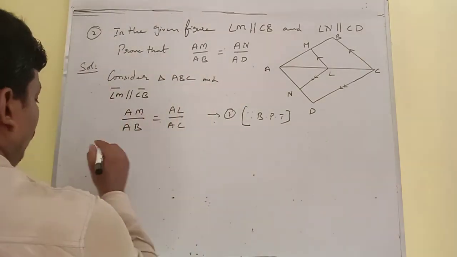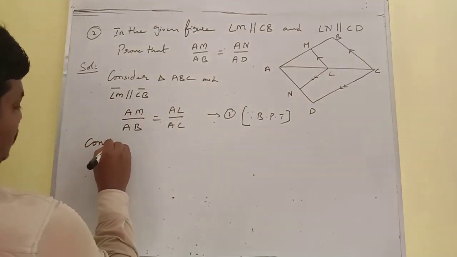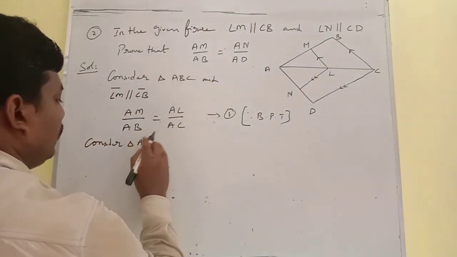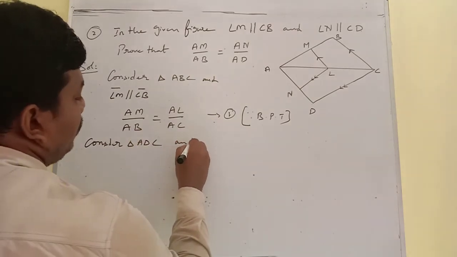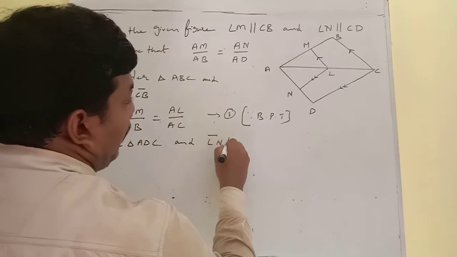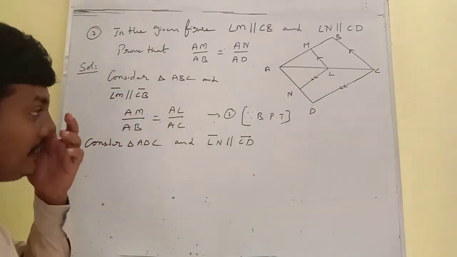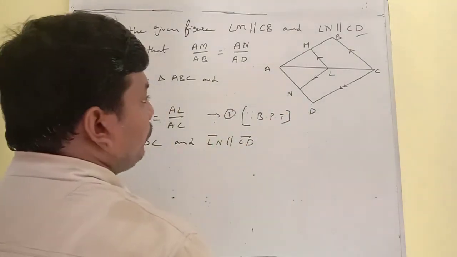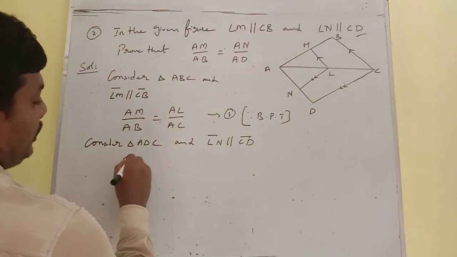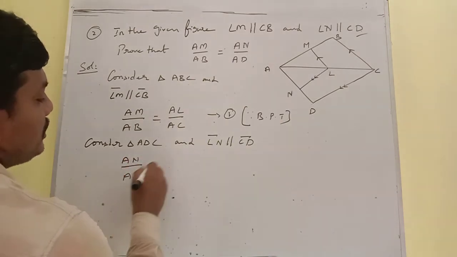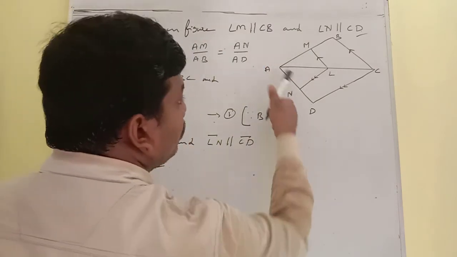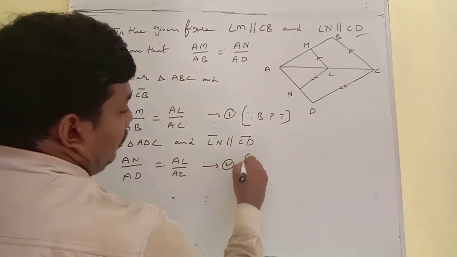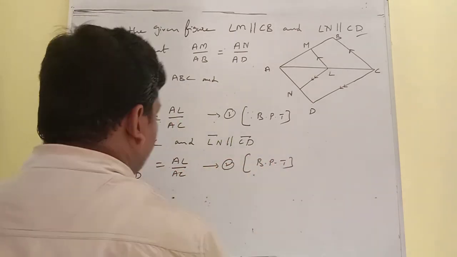Now consider another triangle. Triangle ADC we are going to find now. This is ADC, and in this triangle LN is parallel to CD, which is given. So here also, by the basic proportionality theorem, we are going to conclude that AN by AD is equal to AL by AC. This is also AL by AC. Make it the second equation.